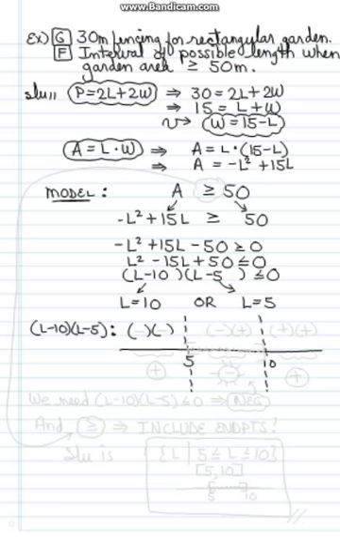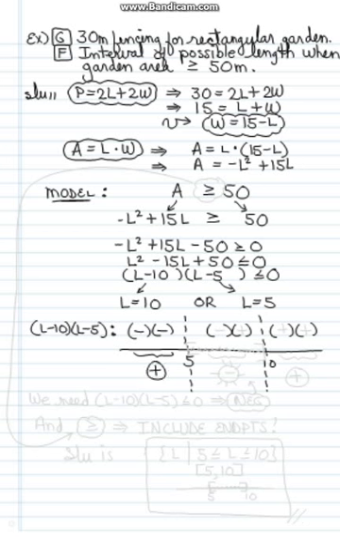Well, since it has to be any number smaller than 5, it's probably easy to use 0. Let L equal 0. 0 minus 10 is negative 10. That's negative. 0 minus 5 is negative 5. That's negative. So we have a negative times a negative in the first region. And you multiply that together, you get a positive.